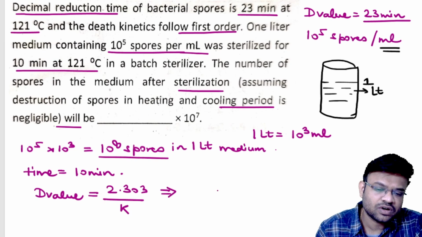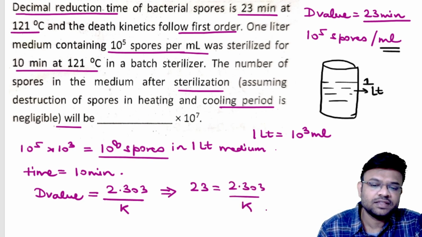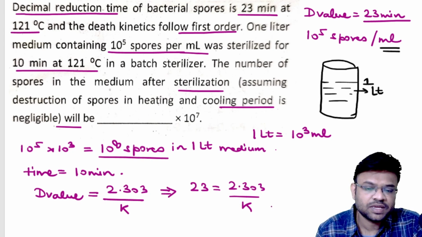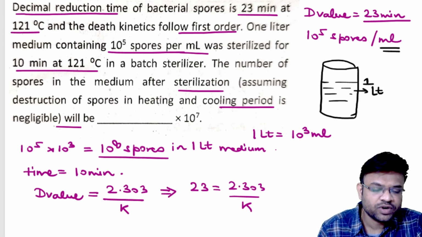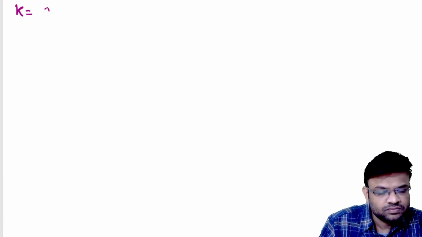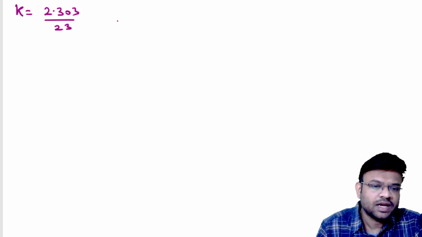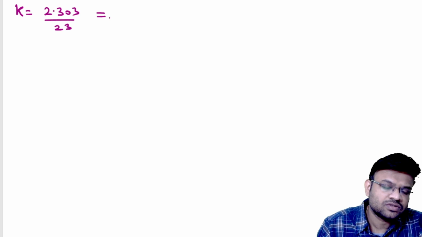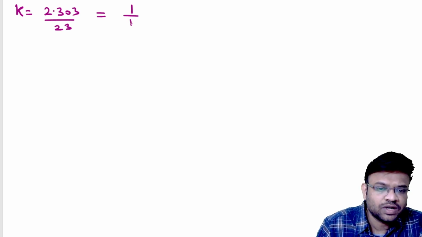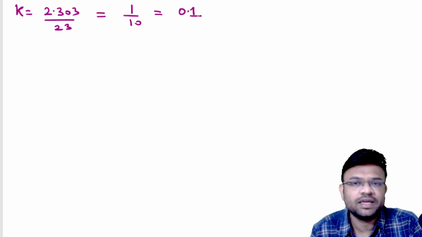Let me just quickly solve this entire equation. So D value is 23 minutes is equal to 2.303 upon K, and in this way the K can be calculated. So K is equal to 2.303 upon 23, and in this way you can just solve it. Roughly it will be coming out to be 1 by 10 is equal to 0.1. This would be my K value.